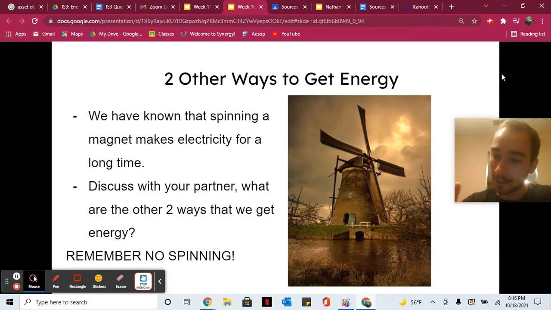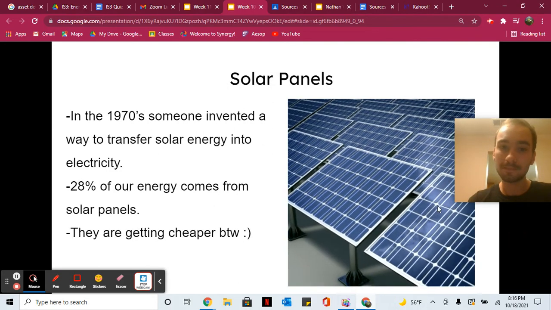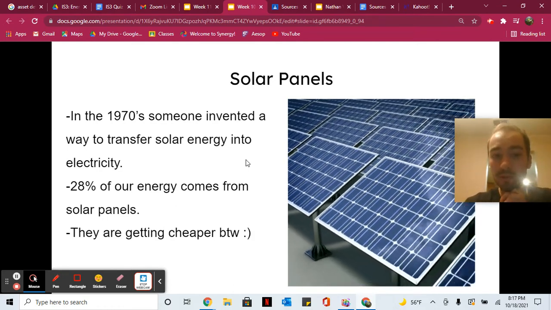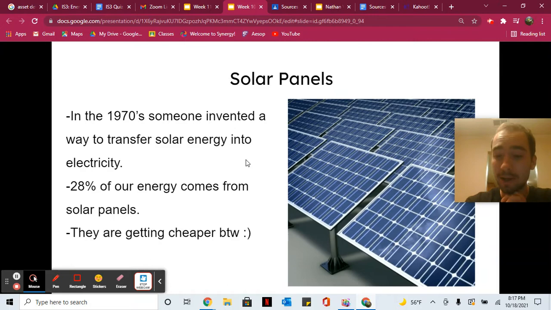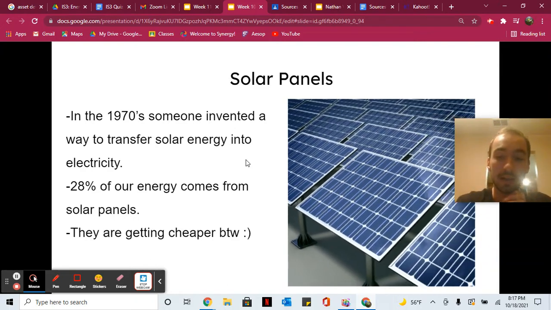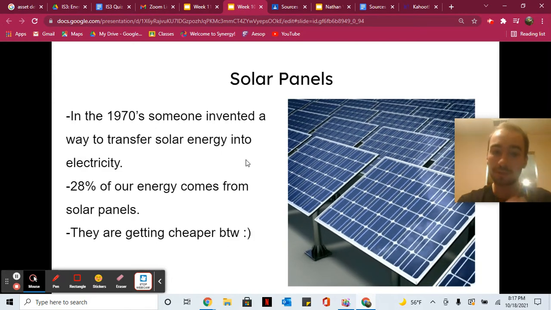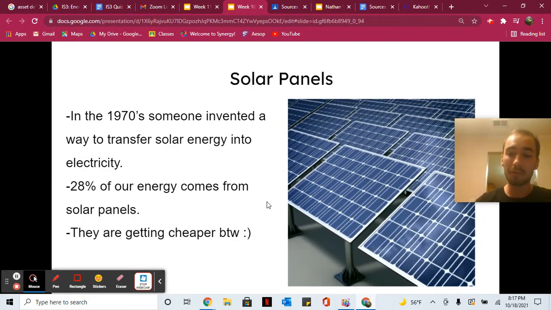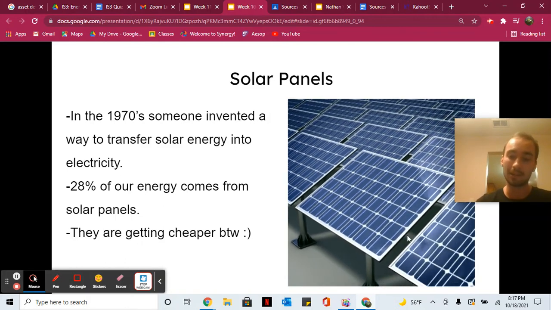Two other ways to get energy. We've known about spinning for a while, but here are two more recent inventions. First one is solar panels. Okay? 28% of our energy comes from solar panels. They copy plants by harnessing a lot of the energy from the sun and converting it into electricity. And the great thing is that they are getting cheaper. So they're perfect for California because we get a lot of sun.